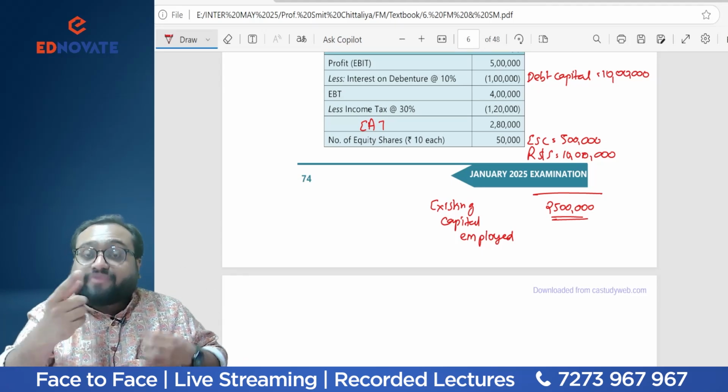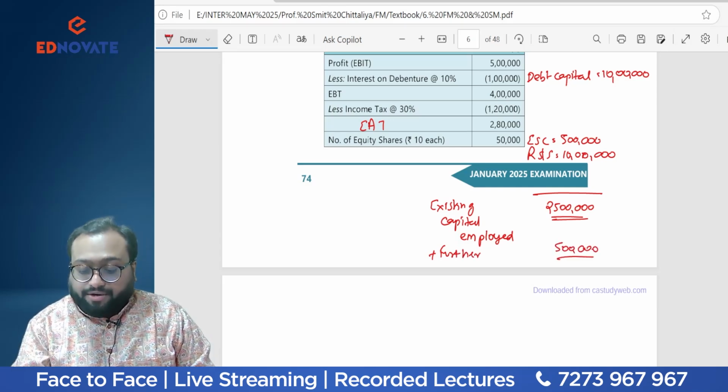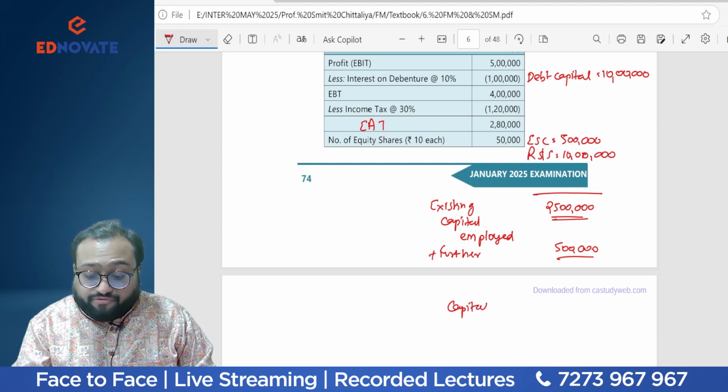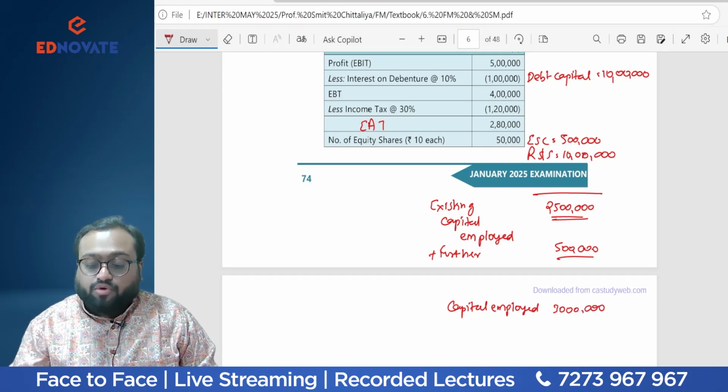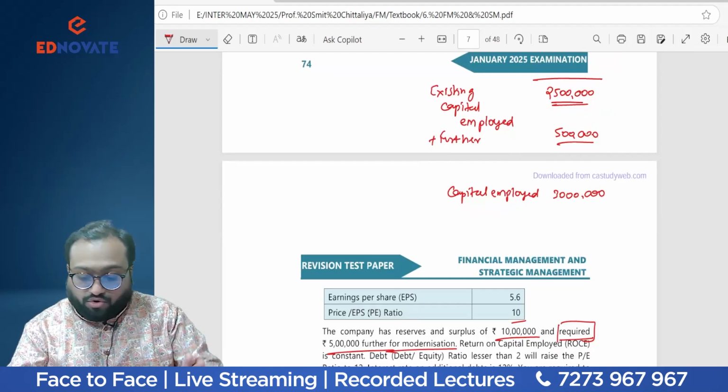Further, they require 5 lakh for modernization. The further capital required is 5 lakh, and therefore the total capital employed after expansion will be 30 lakhs. I hope it is nice and clear to all. So there should be no blunder over here.